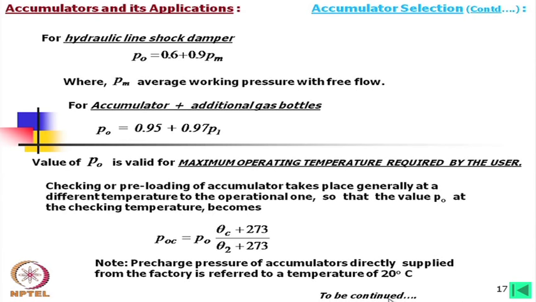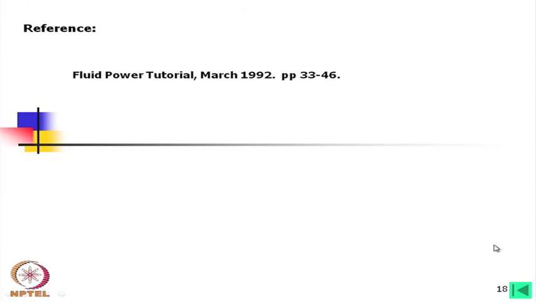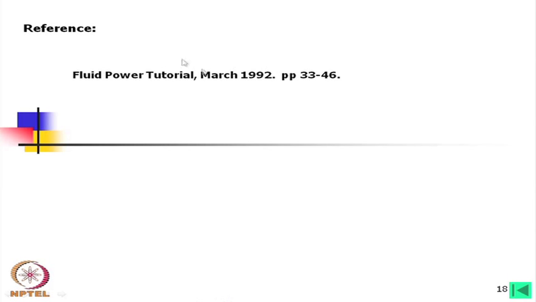Now, this lecture will be continued further. We shall continue over the accumulator selections, and then we solve a problem also, and we will learn more about the accumulator. Now, the reference for this one is a very old tutorial note in fluid power. It is not a journal, you can say a magazine. It was in 1992, when this accumulator was still in development stage, or was finding its application, and this topic was found very interesting. So, this is from that topic, but next time we will also consult some book. Okay, thank you for listening.